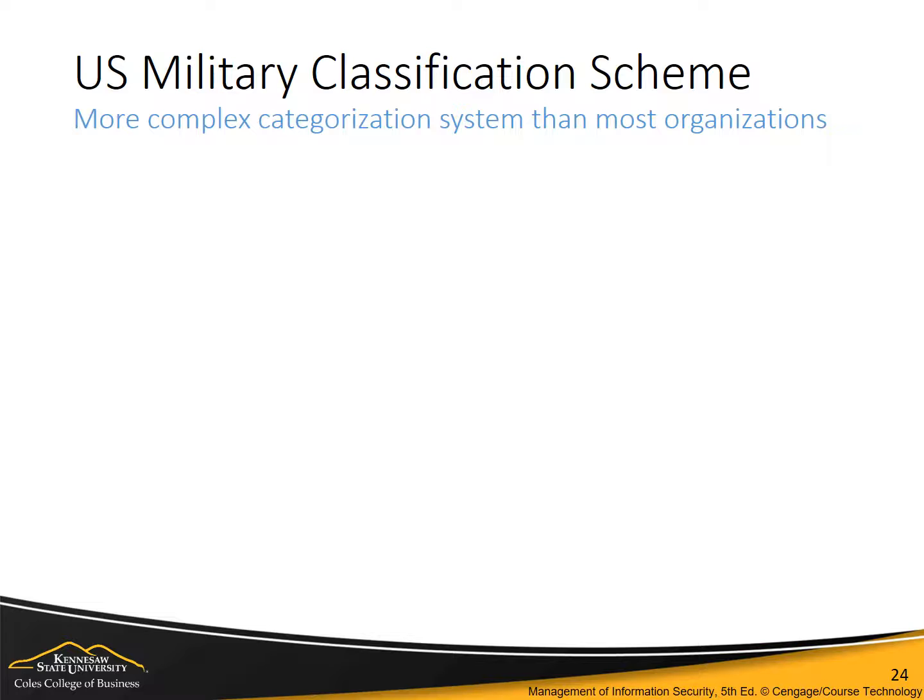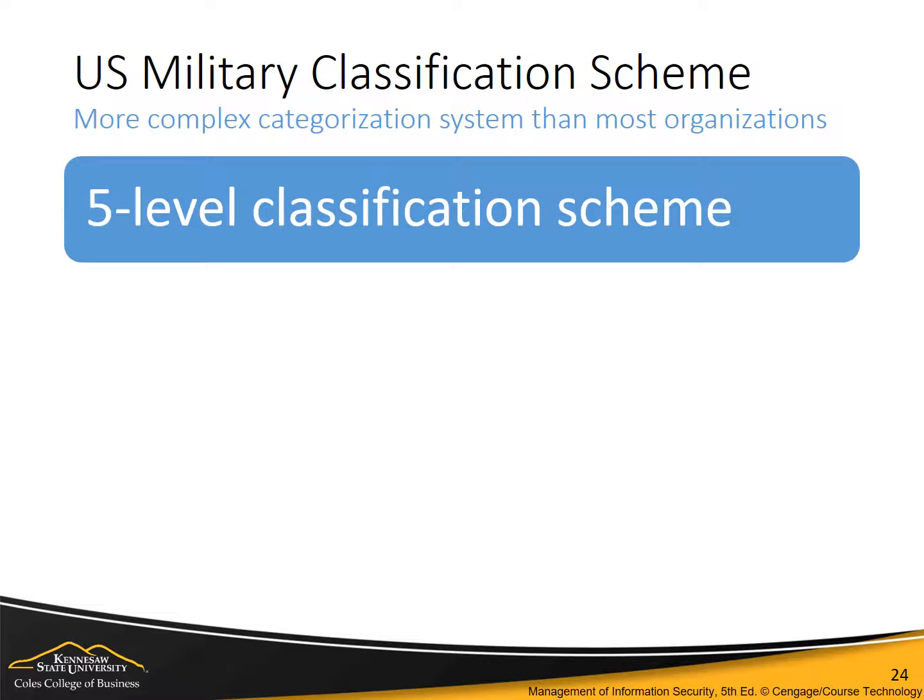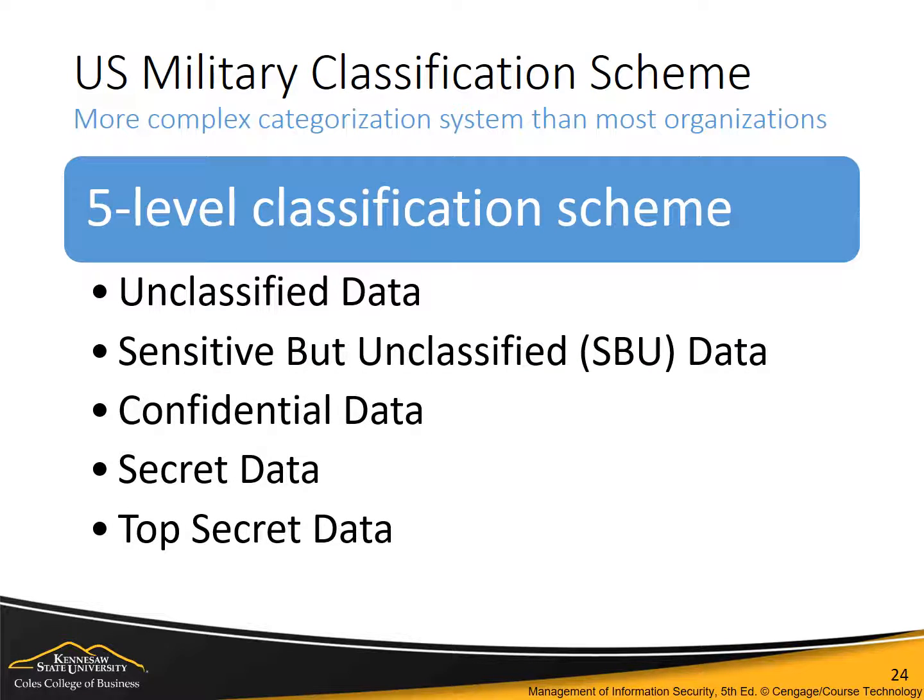As you might expect, the U.S. military classification scheme relies on a more complex categorization system than the schemes of most corporations. For most information, the U.S. military uses a five-level classification scheme as defined in Executive Order 12958. Data is described as unclassified, sensitive but unclassified, confidential, secret, or top secret. Each of these classifications of data have different meanings and are handled in different ways.